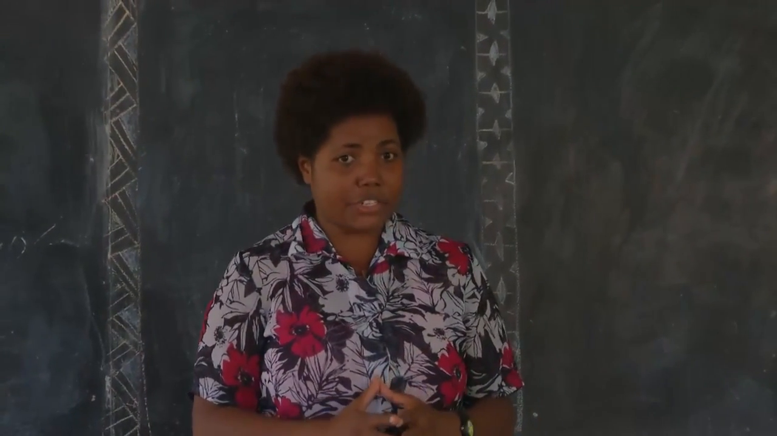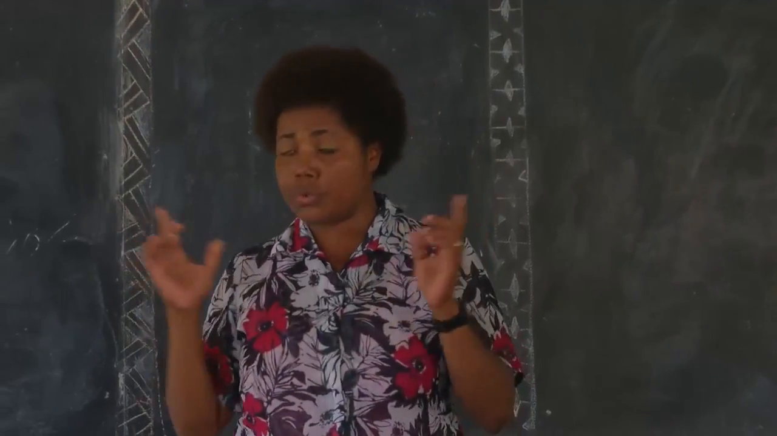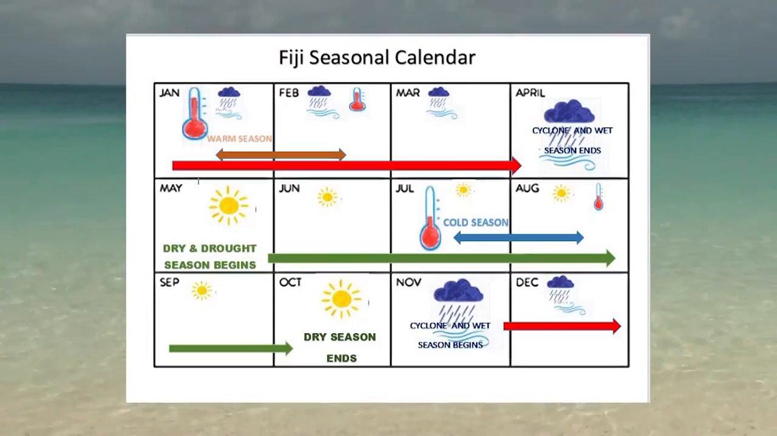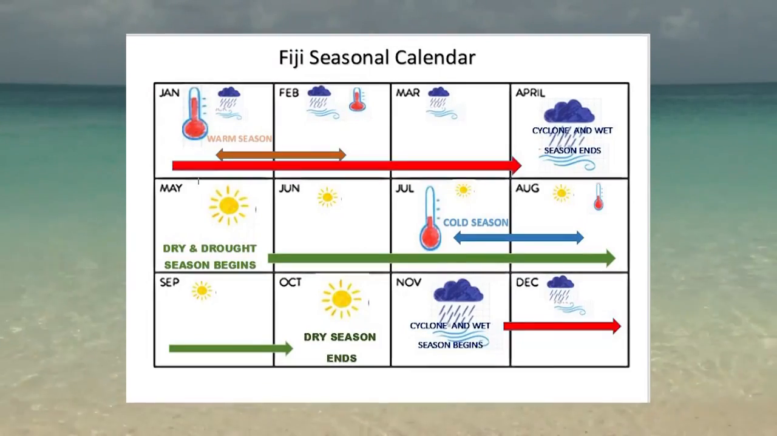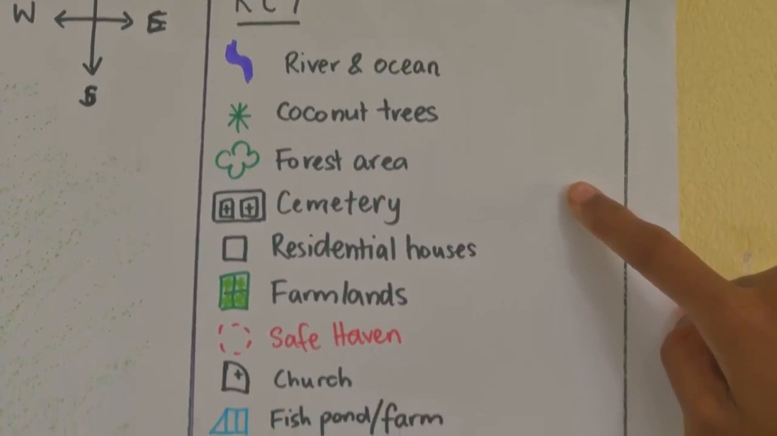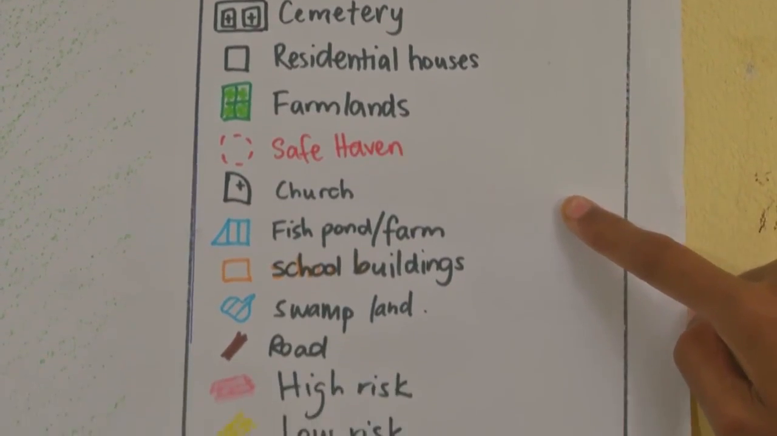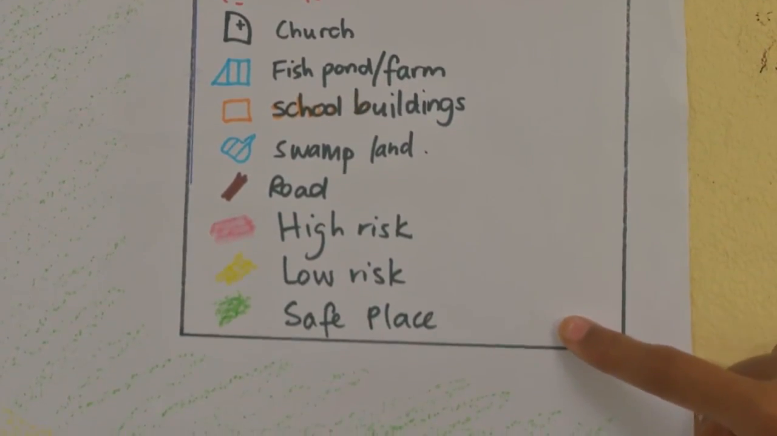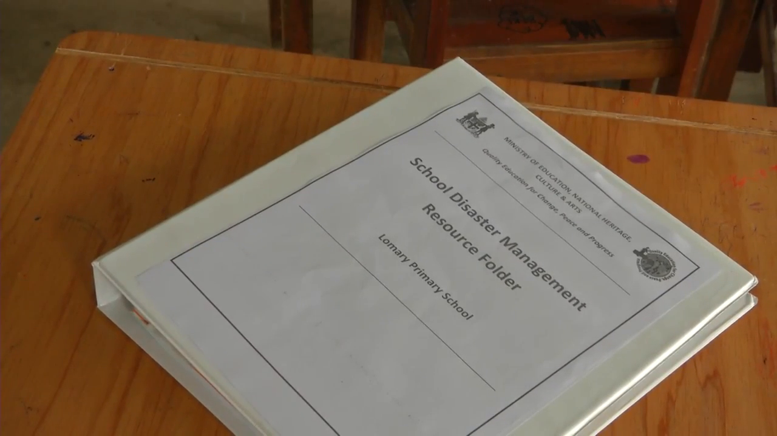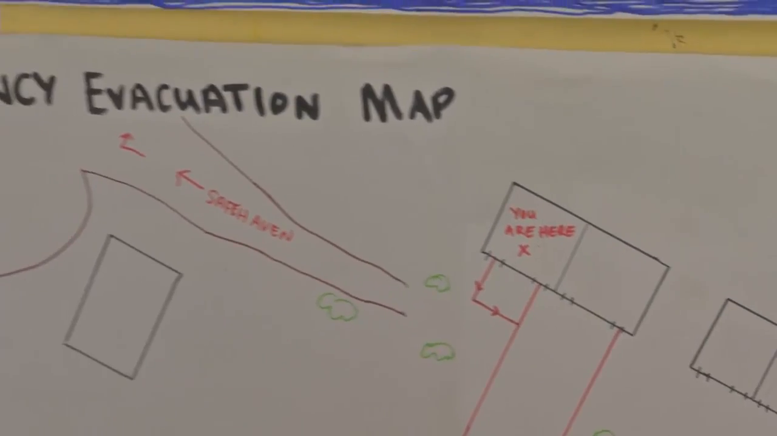In class, we learn about hazards and dangers that exist in our school environment. We drew a seasonal calendar of when hazards occur, and we made a community map showing our strengths and capacities and showing our hazards. You can see this information in our school disaster management plan and our school evacuation plan.